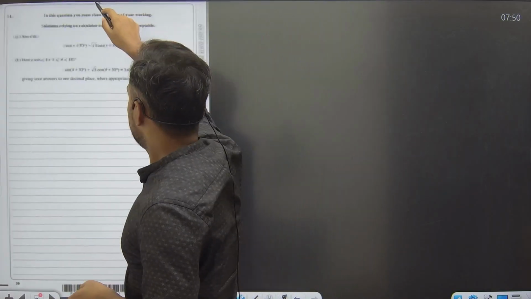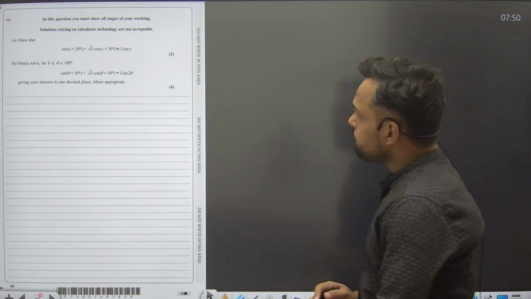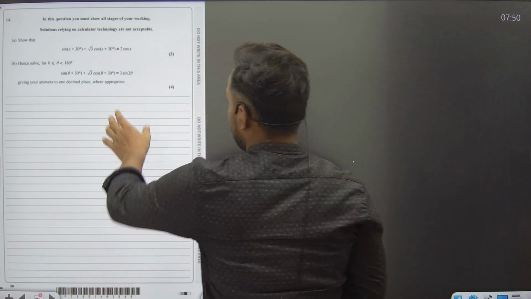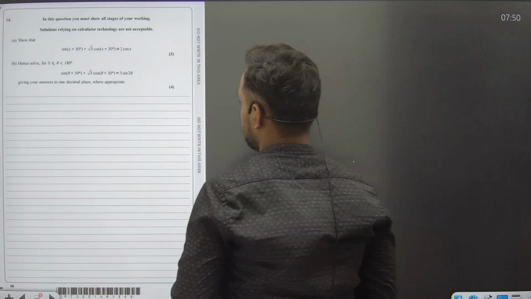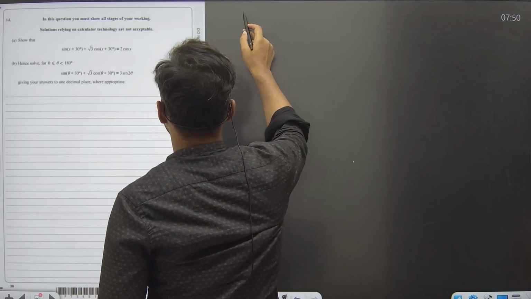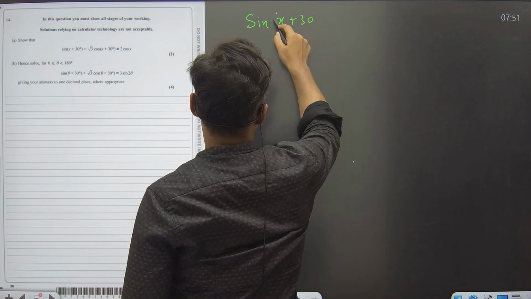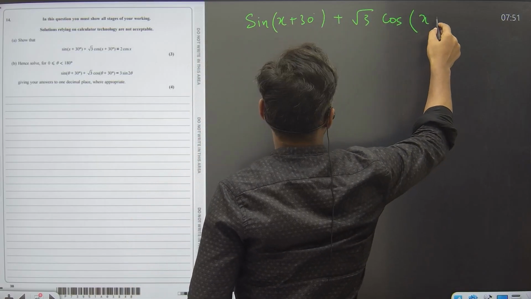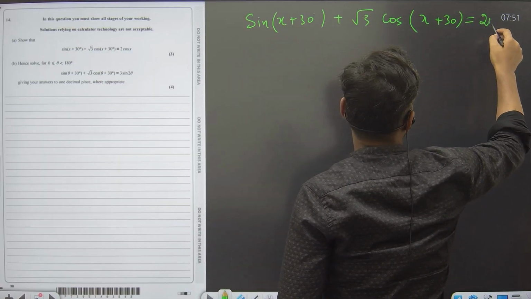Okay, so now let's move to the next question, that is 14. Here what we need to do: sine of x plus 30 plus root 3 cos of x plus 30 equals 2 cos x. Show that. The first part is given, so let's do it. Sine of x plus 30 plus root 3 cos of x plus 30, we need to show it as 2 cos x.